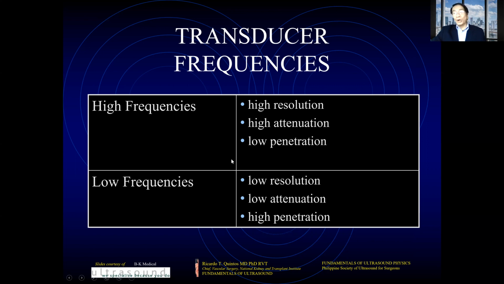But if you are going to look at body cavities or body depths, like the pelvis, the abdomen, the heart, which is situated kind of deep inside the thorax, then you will need ultrasound frequencies of the lower frequency kind, because they will have low attenuation and high penetration. But remember, they will also have low resolution.